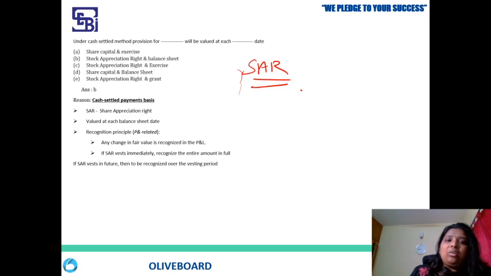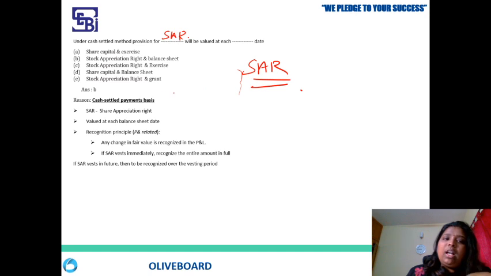This is handled by another accounting standard called Employee Benefits, AS 15. What it says is, please create a provision for SAR. And it will be valued at each balance sheet date. So every balance sheet date, you have to revisit and value the shares, and based on that, you have to adjust the provision amount. That is the point given under AS 15 for ESOP.